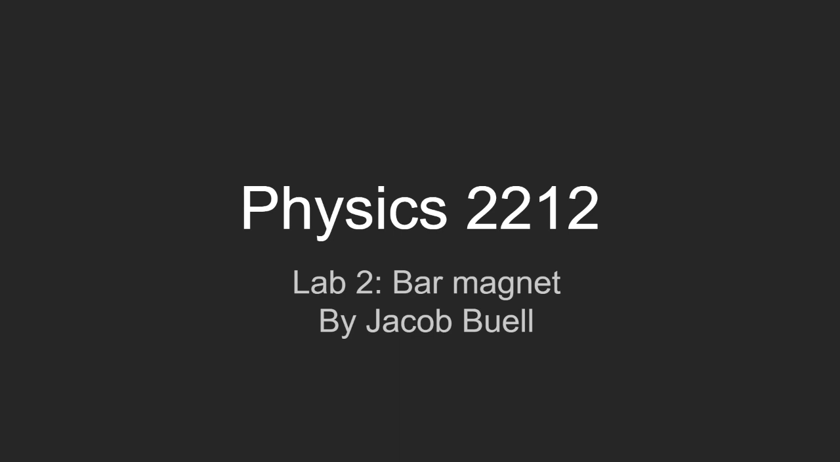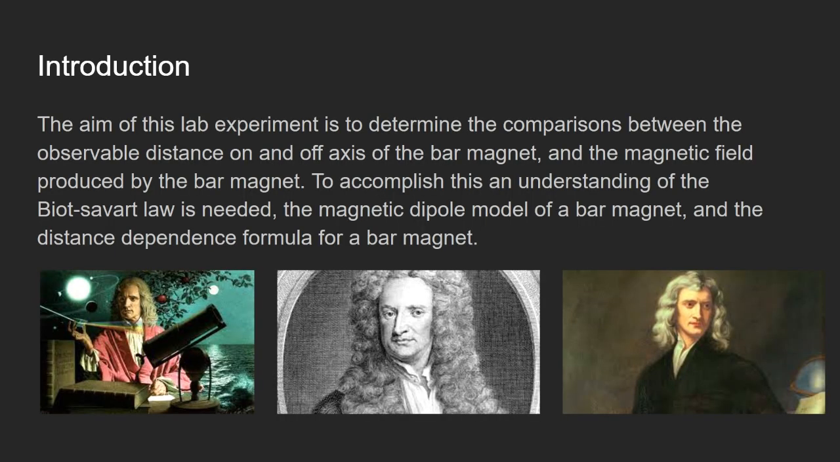This video is about Lab 2 for the magnetic dipole of a bar magnet for the class of Physics 2212. For an introduction to the lab, the aim of this lab experiment is to determine the comparisons between the observable distance on and off axis of the bar magnet and the magnetic field produced by the bar magnet. To accomplish this, an understanding of the Biot-Savart law is needed, the magnetic dipole model of a bar magnet, and the distance dependence formula for a bar magnet.